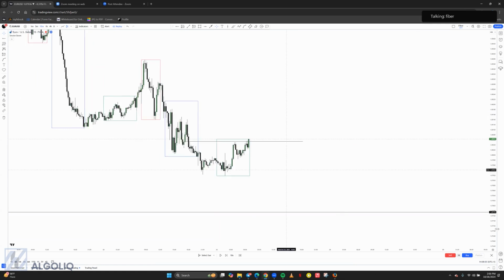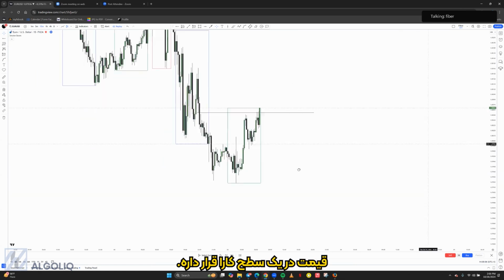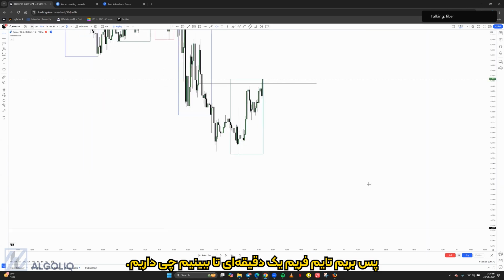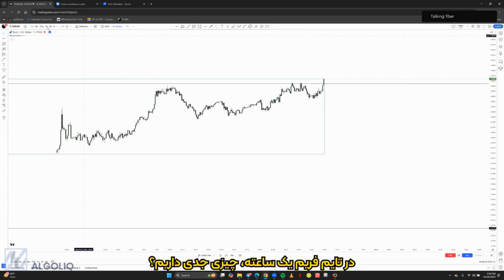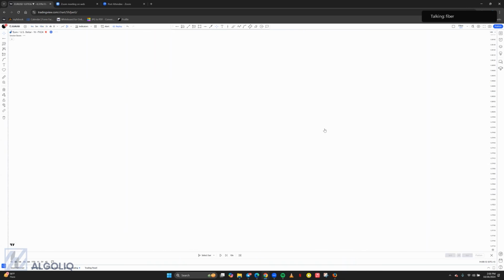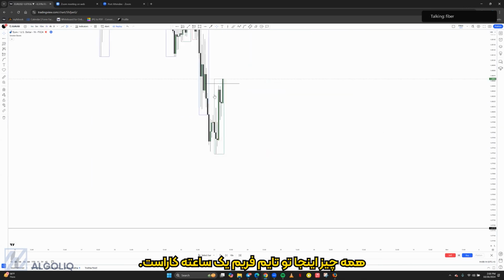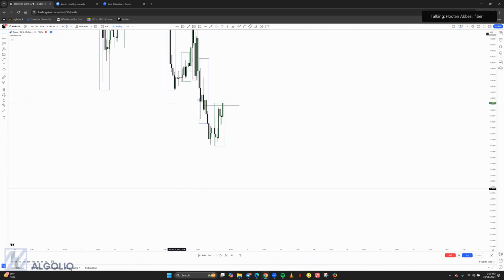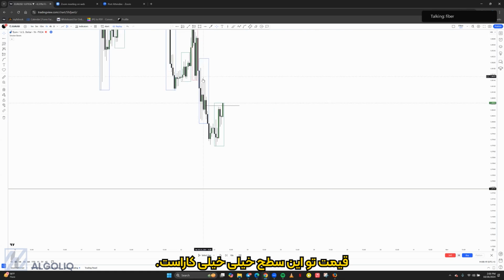It's almost Frankfurt. Price is at an efficient level. Let's go to the 1 minute time frame to check what we have. On the 1 hour time frame, do we have anything serious? Nothing. Everything right here on the 1 hour time frame is efficient. Price is very, very efficient at this level.